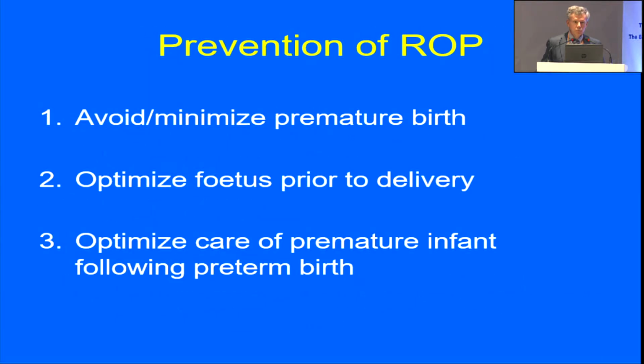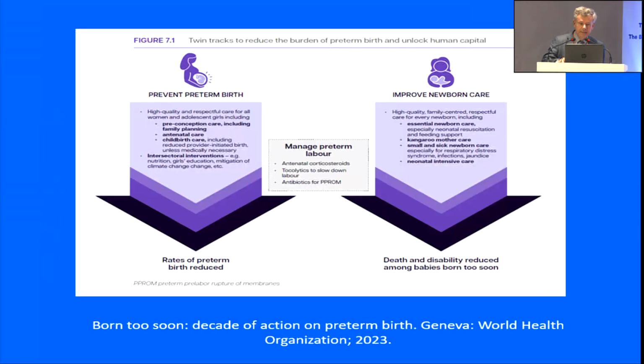Prevention is really where it broadens. It's a whole-of-health-system thing. So: avoid or minimise premature birth, and that's nothing to do with you or me. Optimise the fetus prior to delivery. Again, that's nothing to do with you or me, but incredibly important to what we do. And then optimise the care of the premature infant following preterm birth, and again, that's not you or me.